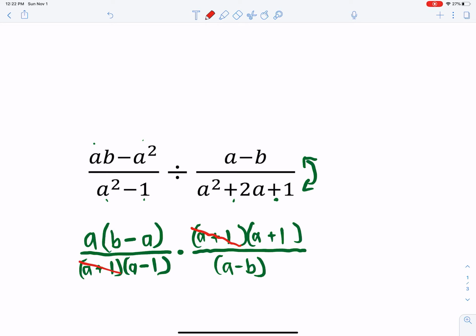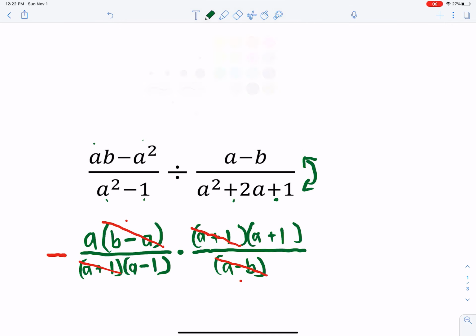Now we don't have anything else that's exactly the same, but remember from one of our previous sections, a minus b and b minus a, those are the same except those are those subtraction opposites, subtraction where you change the order. And what we talked about is when you have those subtraction opposites, you can cancel them out, but when you do that, you have to put a negative sign at the front of your answer.